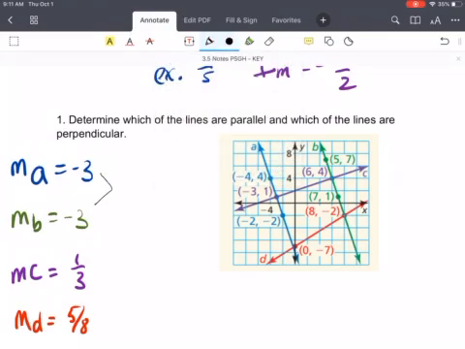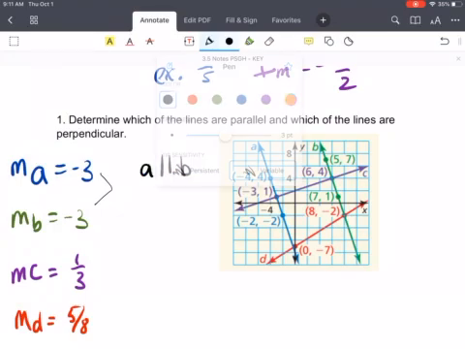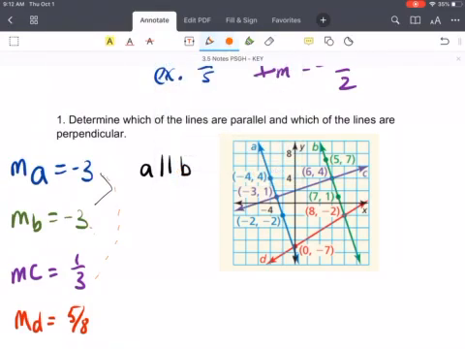So when I look at these slopes, A and B are the same. So A is parallel to B. And then when I look at A and C and B and C, those are opposite reciprocal slopes. So A is perpendicular to C and B is perpendicular to C.